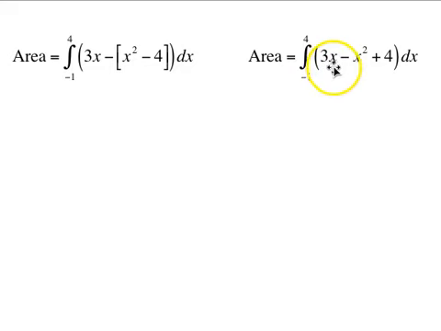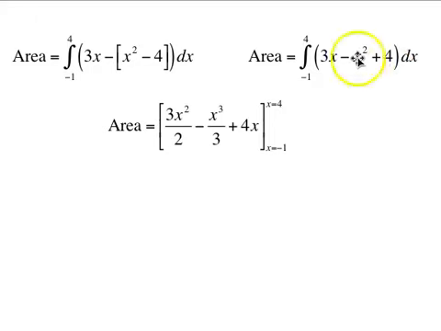The antiderivative of 3x would be 3x squared over 2. The antiderivative of x squared would be x cubed over 3 using the power rule. The antiderivative of 4 would be 4x. So 3x squared over 2 minus x cubed over 3 plus 4x evaluated as x ranges from -1 to 4. We're going to plug 4 into all of this, subtract, and plug -1 into all of this.